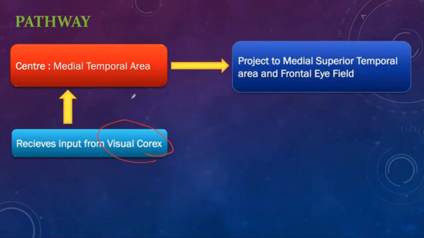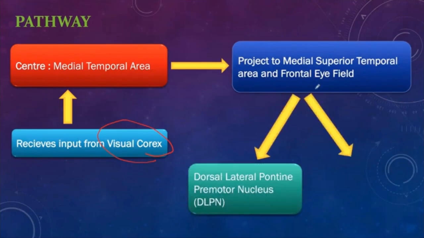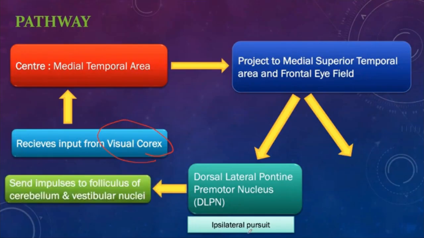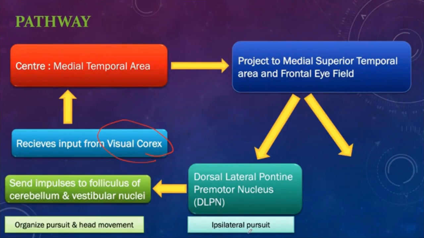So the medial temporal area sends impulses that will pass through the medial superior temporal area and the frontal eye field, which will give impulses to pass through the dorsolateral pontine premotor nucleus, which will be controlling the ipsilateral pursuit. So this will be the center that will control the ipsilateral pursuit with the same eye. So if the bird is moving to the right, then it will be projecting from the right dorsolateral pontine premotor nucleus, causing pursuit movement to the right. Also, it will send impulses to the flocculus of the cerebellum and vestibular nuclei in order to organize the pursuit and the head movement.